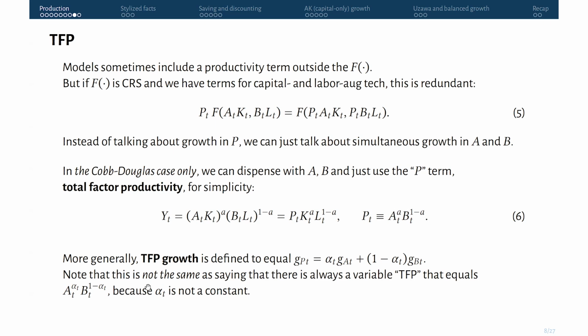And this is because the shares are not constant here. Alpha can change over time. Outside the Cobb-Douglas case, A itself could have a non-zero derivative. Alpha itself could have a non-zero derivative at a given time. So if you're just taking the growth rate of this term, it won't generally equal TFP growth. You would need to account for the changes in the alphas.